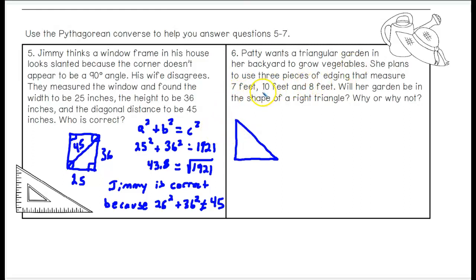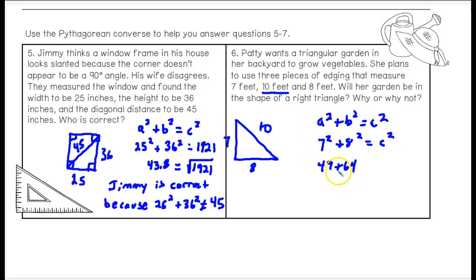My hypotenuse is going to be the longest one, so that's going to be 10. I can label either one of these as A and B. So I've got 7, 8, and 10 feet. A squared plus B squared equals C squared. We'll say 7 will be A, 8 will be B, and see if it is equal to C squared. So that's 49 plus 64. That's going to be 113, I believe. 113 is equal to C squared.